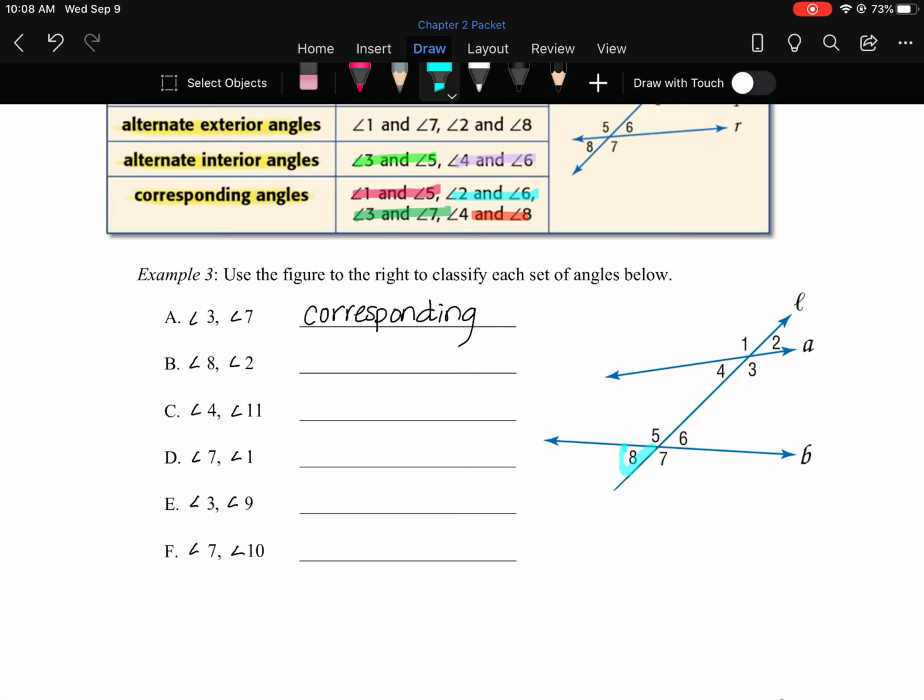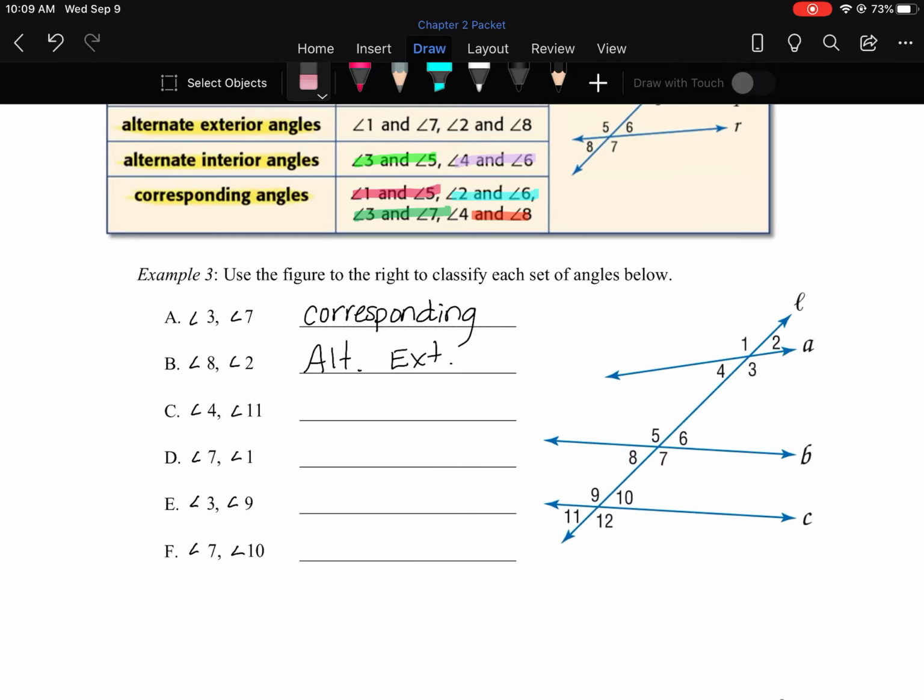The next one is angle 8 and angle 2. Right away I see they're on opposite sides, so I'm thinking alternate, so I'm going to go ahead and write that down. I usually abbreviate it ALT. Now ask yourself, are they inside those two lines or are they outside those two lines? For this one, they're outside, so they're alternate exterior.